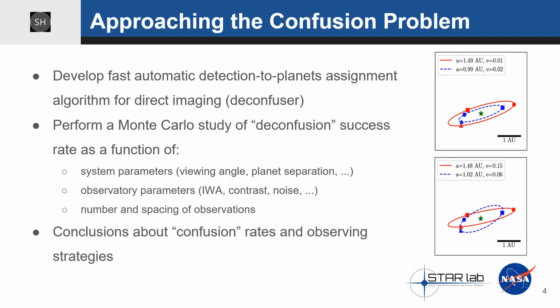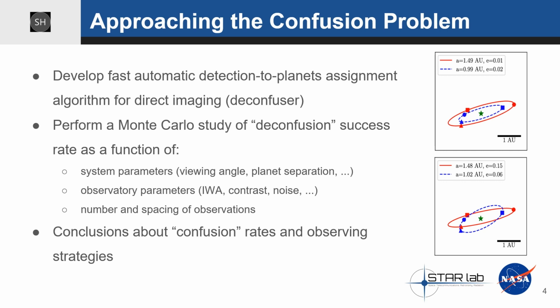So the deconfuser was developed to address and perform an assessment of this confusion problem. It can fit orbits to detections of planets, given their astrometry, and this does result in many possible combinations of orbits. So we still need to decide which detections belong to which planet, which is the deconfusion step.